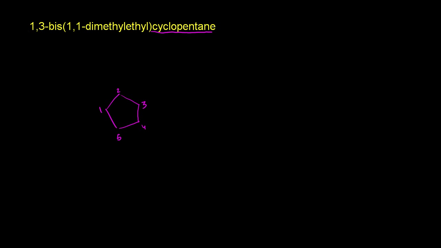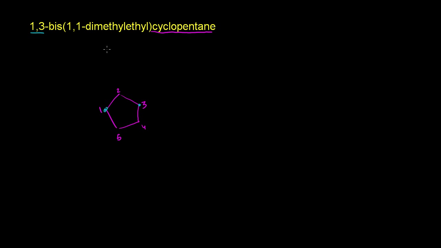So 1, 2, 3, 4, and 5. And this is telling us that at the 1 and 3 position, we have, and the bis is kind of redundant. This is saying we have 2 of these things. So obviously we have 2. We have 1 at the 1, 1 at the 3. So you can kind of ignore the bis. That's just the convention, and we've seen that multiple times. But at each of those positions, we have a 1,1 dimethyl ethyl.